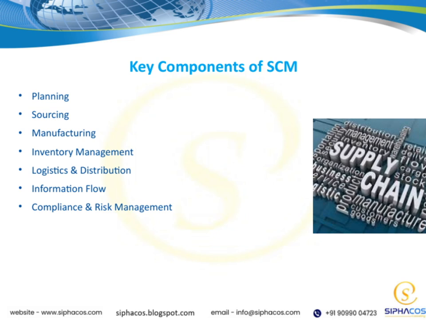Information flow ties everything together, sharing data across the supply chain to enable quick decision-making and coordination. Finally, we have compliance and risk management, ensuring that all operations adhere to legal and regulatory requirements, while also identifying and mitigating potential risks that could disrupt the supply chain. All these components are interconnected and vital for creating an efficient, resilient supply chain that supports overall business success.